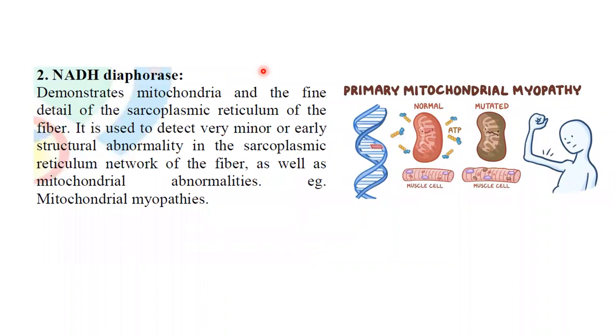Okay. Then what is the significance of NADH? NADH diaphorase. Demonstration of mitochondrial dysfunctions can be detected by demonstrating NADH diaphorase. It demonstrates mitochondria and the fine detail of the sarcoplasmic reticulum of the fiber. It is used to detect minor changes or early structural abnormalities in the sarcoplasmic reticulum network of the fiber, as well as mitochondrial abnormalities. So this is the primary usage of NADH detection.